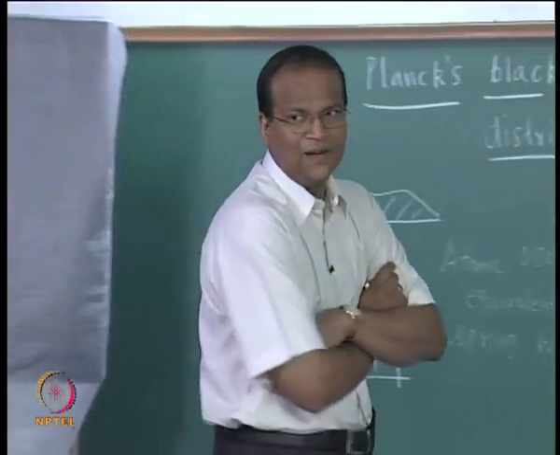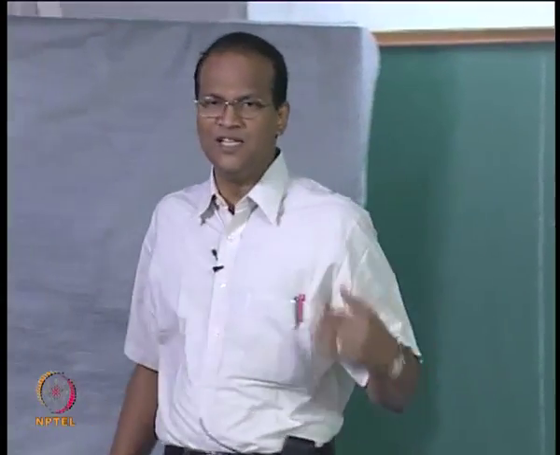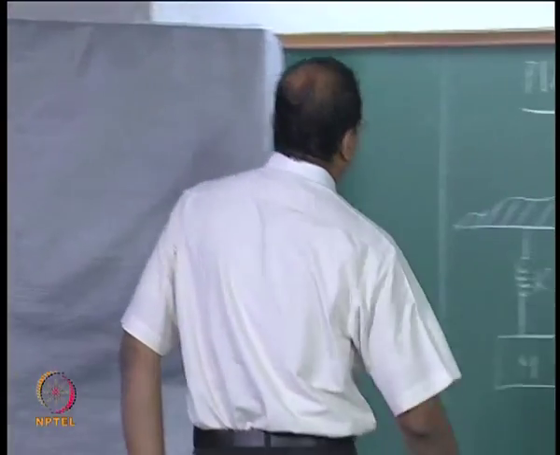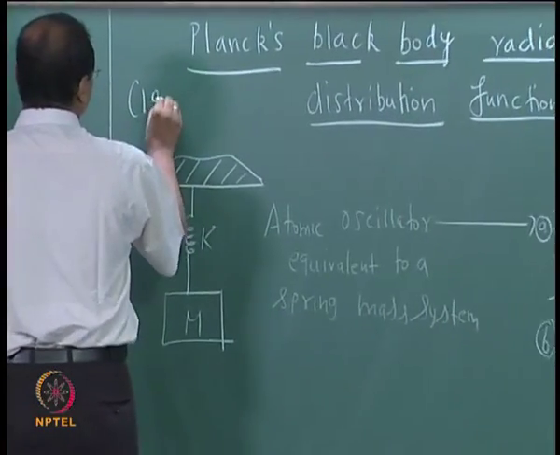In today's class we will derive the correct distribution, which was proposed by Planck. Of course, for proposing this distribution and the quantum hypothesis, he got the Nobel Prize in physics in 1918 at the age of 60. So Planck is 1858 to 1947.